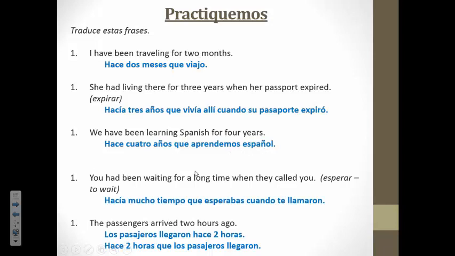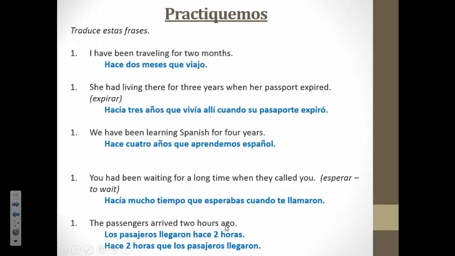Number 4, you had been waiting a long time when they called you. Okay, so we're talking about what was going on in the past. So we need to use hacía with the time expression and a verb in the imperfect tense. So we've got hacía mucho tiempo. That means a long time. So hacía mucho tiempo que esperabas cuando te llamaron. Again, this when something else happened, that's your interrupting action. That's preterite. Cuando te llamaron.